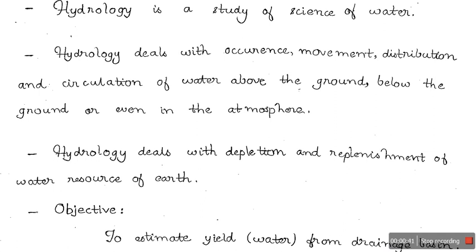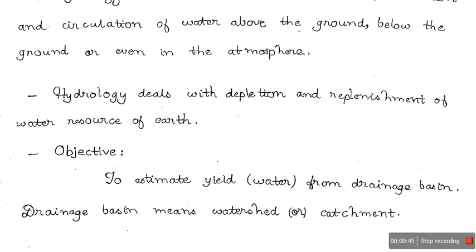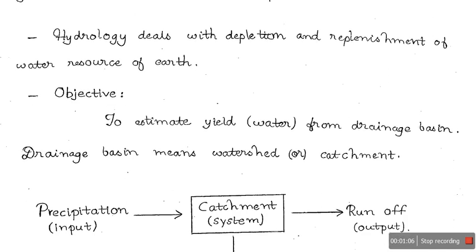So what is the objective of hydrology? What is meant by hydrology? We have seen that it is the occurrence, movement, distribution and circulation of water above the ground, below the ground, and even in the atmosphere. Well, what is the objective of hydrology? To estimate yield from a drainage basin. Drainage basin means watershed or a catchment area.